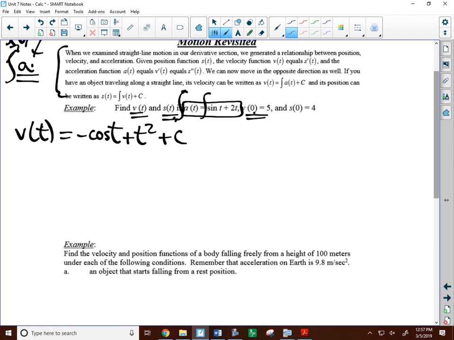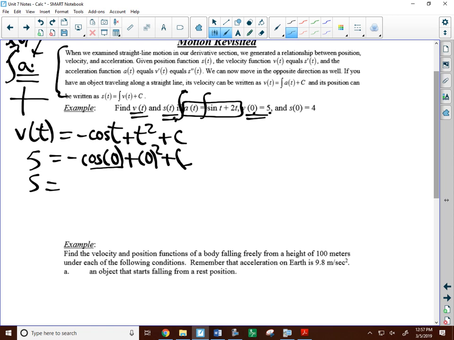This is an initial value problem. I'm going to plug in 0 for time and 5 for velocity. So we know v of 0 is 5, and I'm solving for c. I'm going to put 5 in there and put 0 in for t, and solve for c. All right, so cosine of 0.